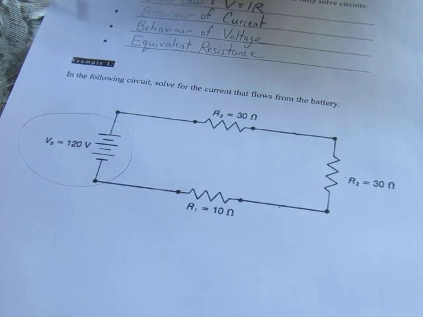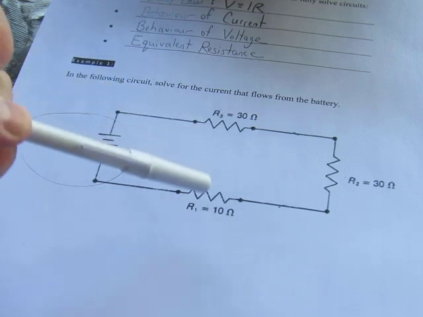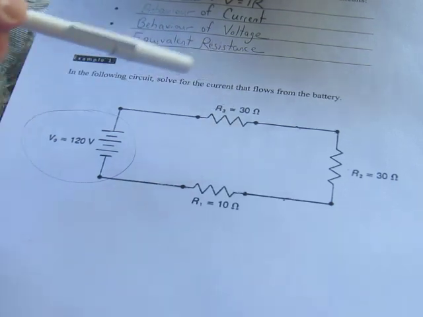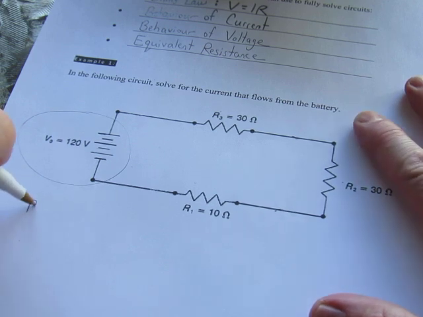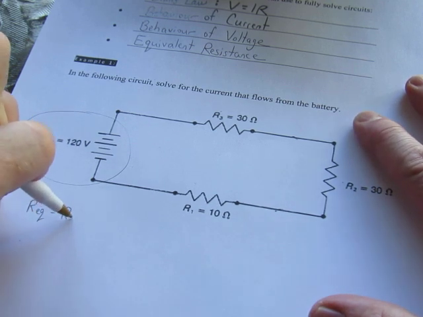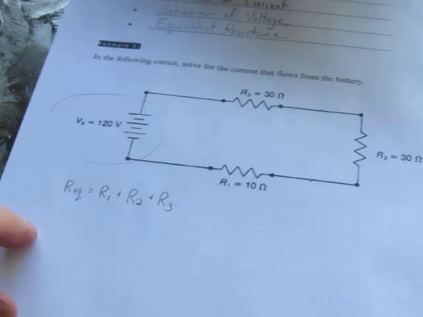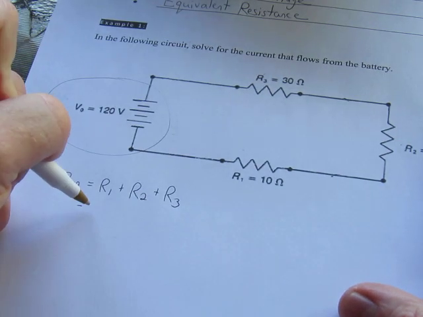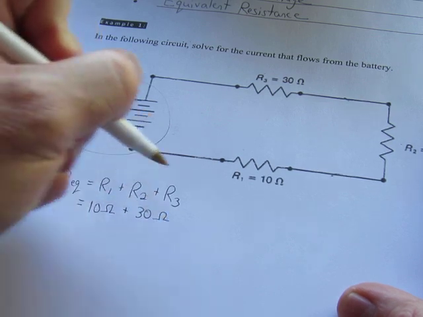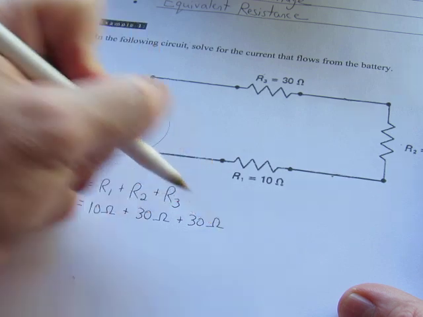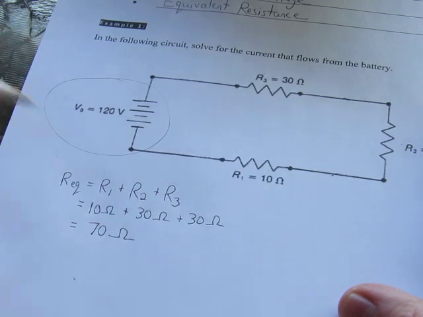In this first example, though, there's really only one of the strategies that will work, and that's equivalent resistance. You do have all three of these resistances given, and it's a series circuit. So the equivalent resistance, Req, in a series circuit is R1 plus R2 plus R3 plus, you just keep on adding them. So that will definitely work here and work out very easily, because you know that R1 is 10, you know that R2 is 30, and you know that R3 is also 30. So the equivalent resistance in this circuit is definitely 70 ohms.